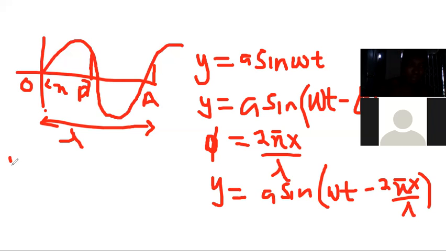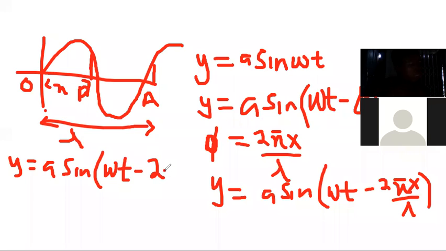So we can say that our progressive wave can be given as y is equal to A sine omega t minus 2 pi x all over this. But you know that this can also be, when we're doing our mathematics, listen, we know that v is equal to wavelength all over t. V is equal to wavelength all over t.